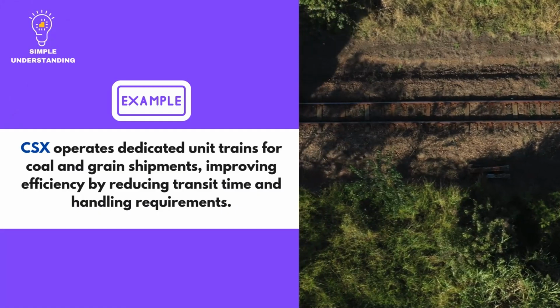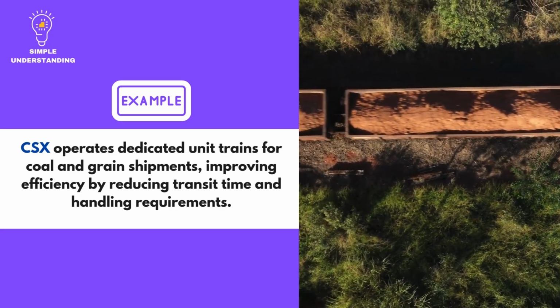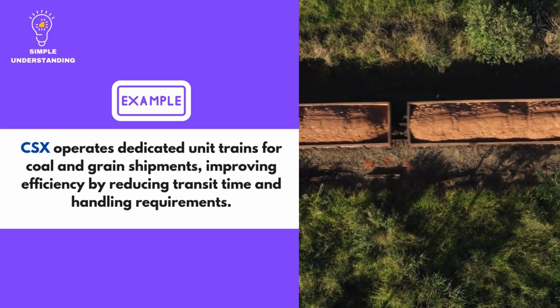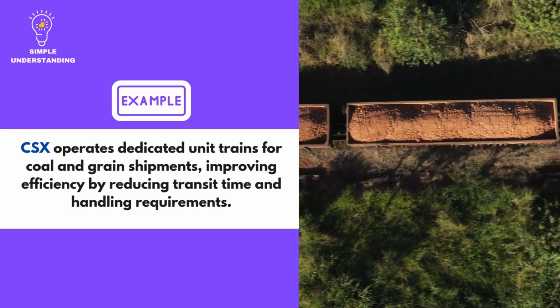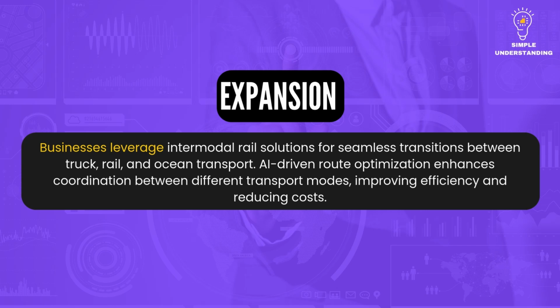Real company example: CSX operates dedicated unit trains for coal and grain shipments, improving efficiency by reducing transit time and handling requirements. Expansion: businesses leverage intermodal rail solutions for seamless transitions between truck, rail, and ocean transport. AI-driven route optimization enhances coordination between different transport modes, improving efficiency and reducing costs.